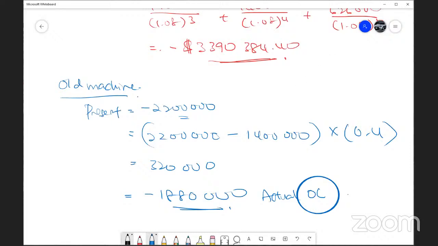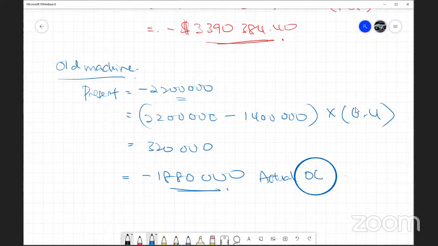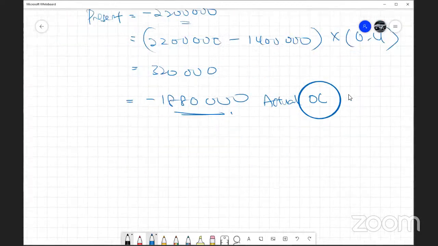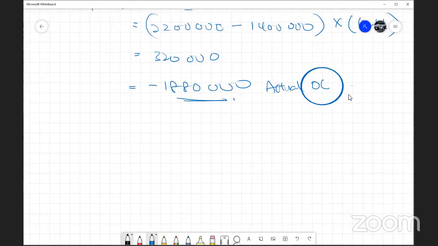This is for an old machine. All right, this is only on the initial investment. That means this is the opportunity cost. Okay, next you need to count the income statement for the old machine.